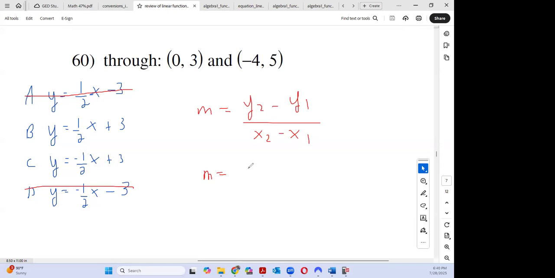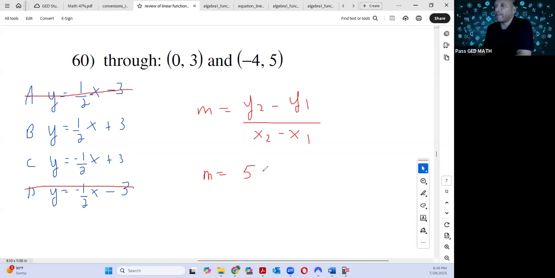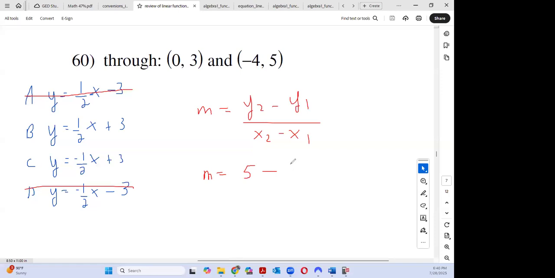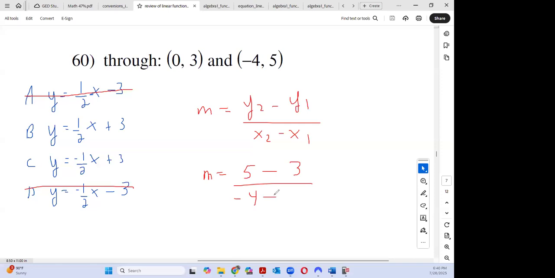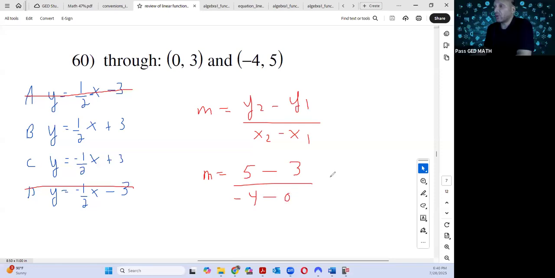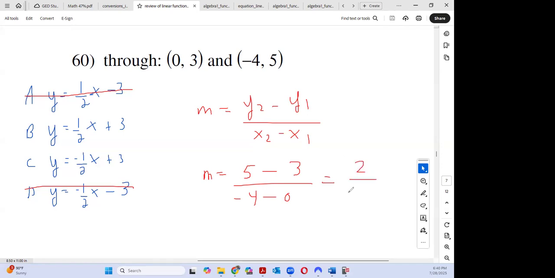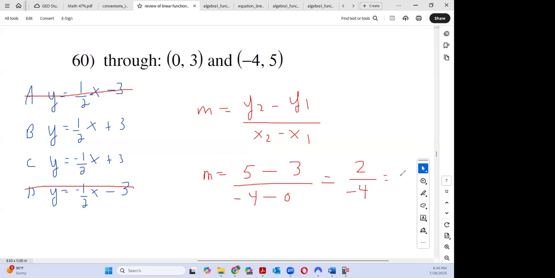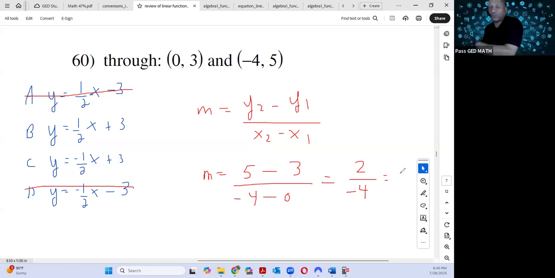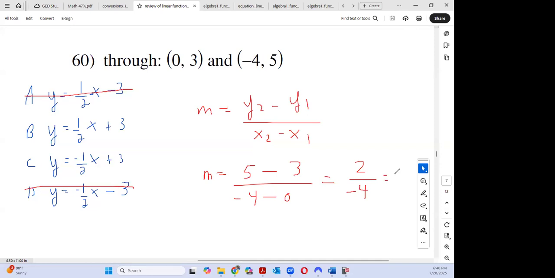Your y2 is 5. 5, minus. What's my y1? Your y1 is 3. 3. What's my x2? -4. Negative 4, minus. What's my x1? 0. What's 5 minus 3? 2. What's -4 minus 0? -4. Yeah. Can we reduce this? How can we reduce? What would this answer be in lowest terms? 1/2.